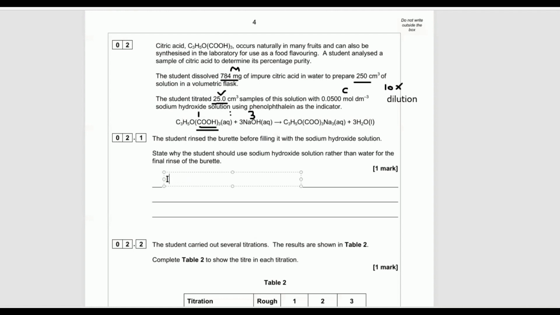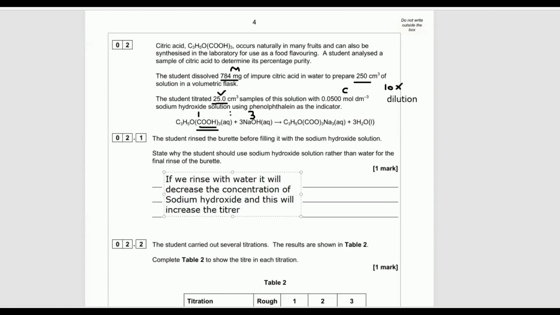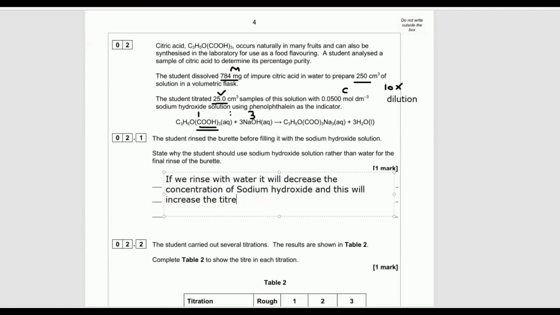If we rinse with water, it will decrease the concentration of sodium hydroxide, and this will increase the titre. Now, it's not always a bad idea, if you know that you're purposefully decreasing the concentration. That can enable you to have more accurate results with less error because you have a bigger titre. Anywho, let's move on. That's one mark there.